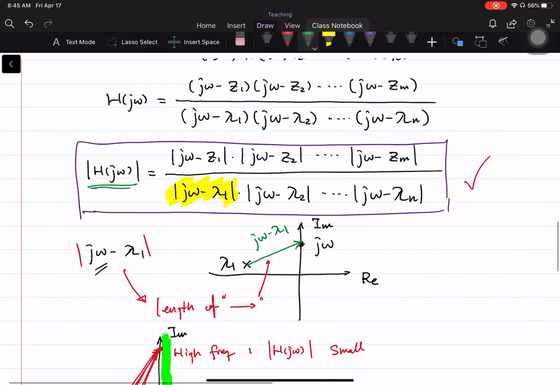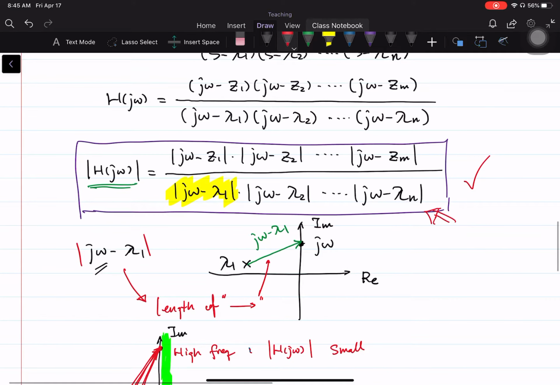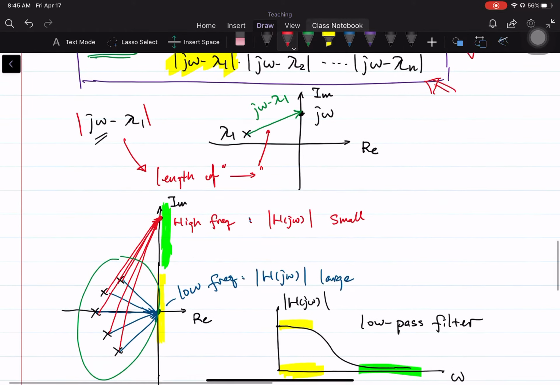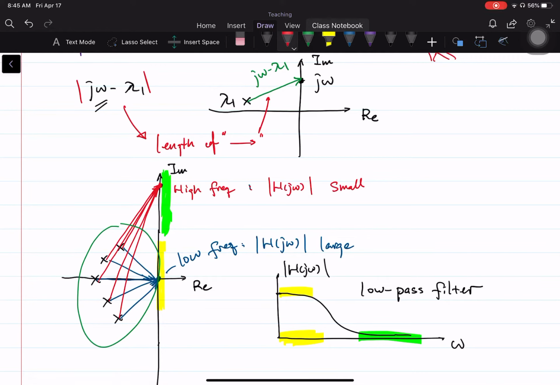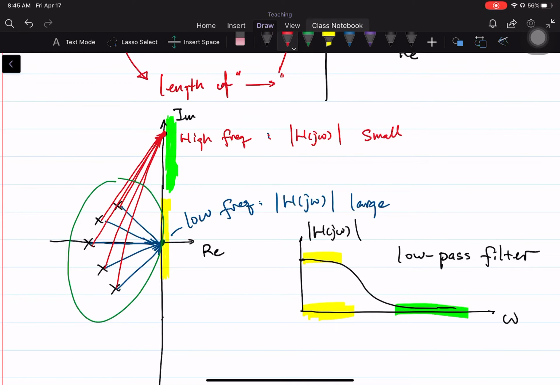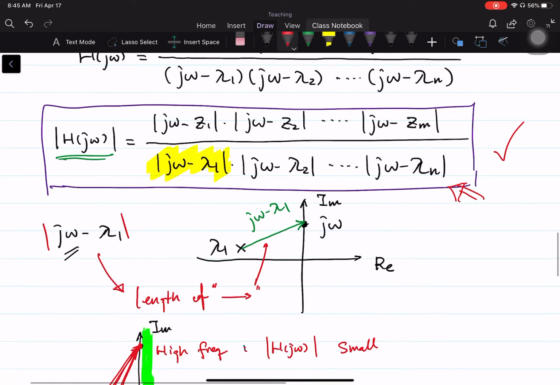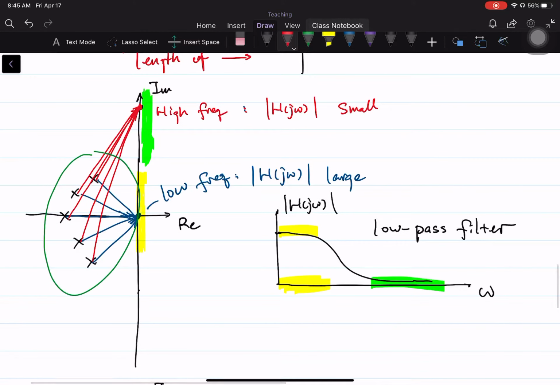And since those terms will enter the transfer function in the denominator, a smaller denominator will indicate that the magnitude will be relatively large. On the other hand, when we move the frequency towards infinity, meaning we have higher frequency, the vectors indicated by these red arrows in this figure are longer. And once they become longer, as they enter the calculation in the denominator, the resulting magnitude will become small. And as a result, we end up with a low-pass filter.